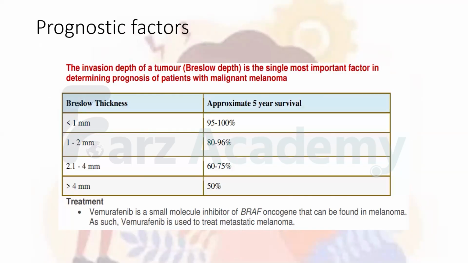Next will be the prognostication. The invasion depth of the tumor, that is the Breslow depth, is the single most important factor in determining the prognosis of malignant melanoma. If the thickness is less than 1 millimeter, then the 5-year survival rate will be 95 to 100. 1 to 2 will be 80 to 96. 2.1 to 4 millimeters, 60 to 75, and more than 4 millimeters will be 50%.